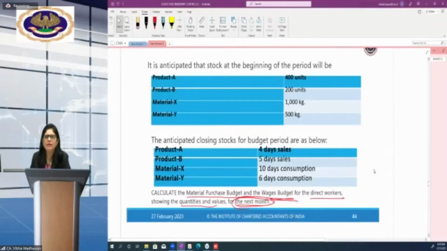For the material purchase budget, what do we require first? Which budget should be made before the material purchase budget? Can I have the answer? Which budget is required before the material purchase budget? Can anybody answer this? We've already done that.